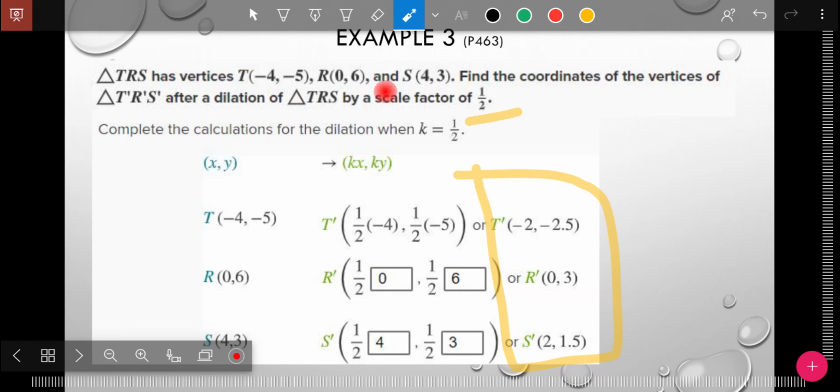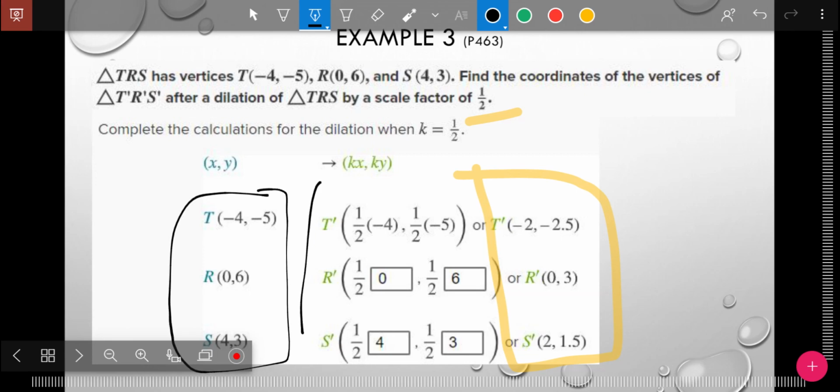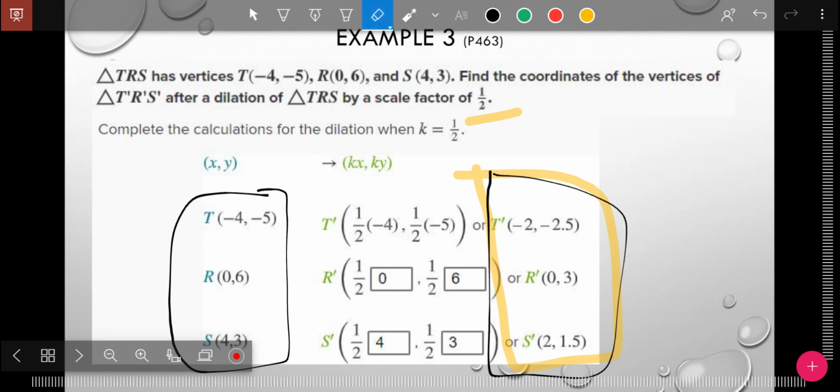So they give me points here. You're basically going to make 2 lists of points on your homework. You have your original, and then we have our new ones out here. And so how did I get there? I multiplied everything by the scale factor. They told me K is a half. So I did 1/2 of -4 is -2. Half of -5 is -2.5. Half of 0 is still 0. Half of 6 is 3. Half of 4 is 2. Half of 3 is 1.5.